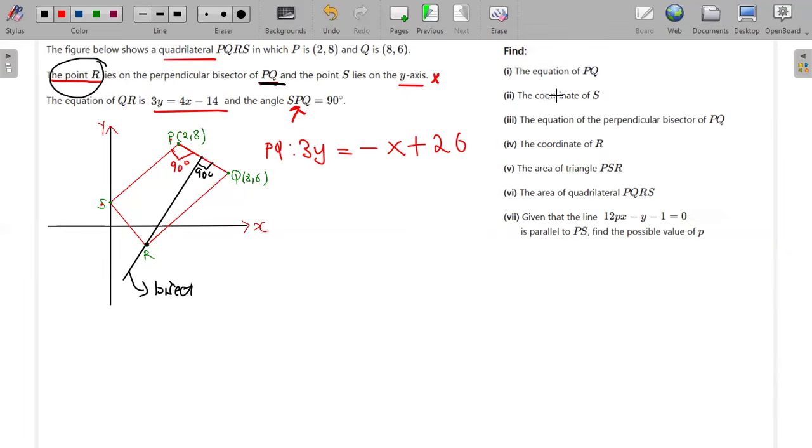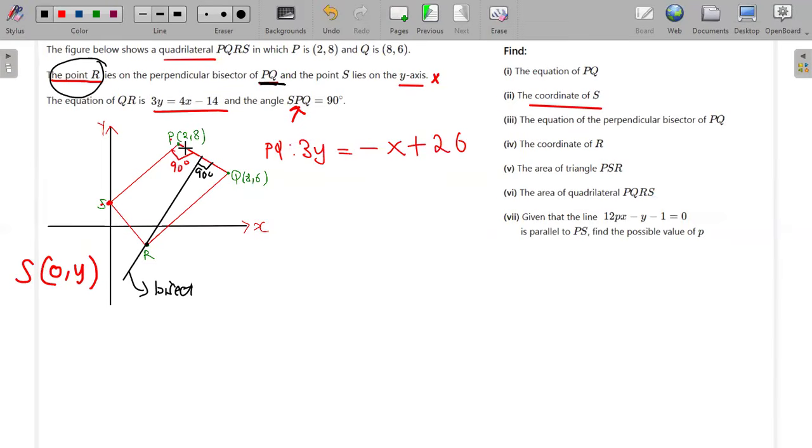Part 2 says the coordinates of S. So remember, S was on the y-axis. So S, since it's on the y-axis, the x there is 0, and then the y is what I don't know. So now they want me to find the coordinates of S. To find the coordinate of S, I just have to know the equation of this line here, which is SP. I need to know the equation of this line.